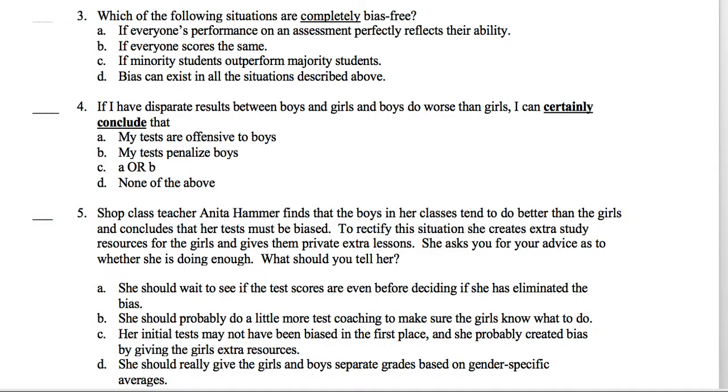Now, one of the things that people usually think about when we talk about this in class is that, well, bias can exist in almost any situation, so it's got to be D. And I'm going to say that D is not the right answer. Because while in reality, bias can always be around, and we can never be 100% sure that we got rid of it, if we knew that everyone's score in an assessment was their true score, right? So in other words, if everyone's performance on an assessment perfectly reflects their ability, that means the difference between their true score and their observed score is 0.